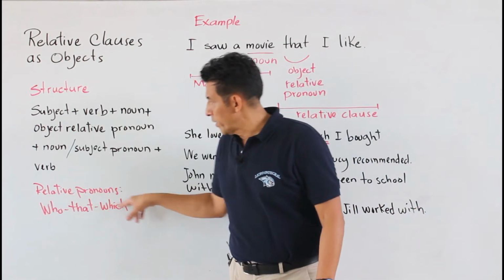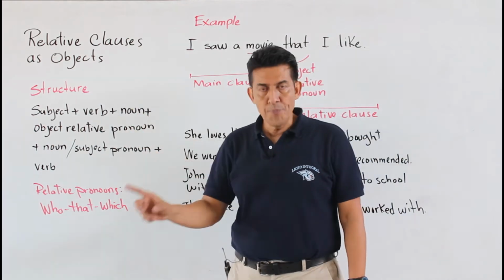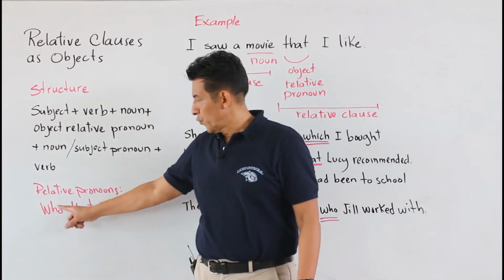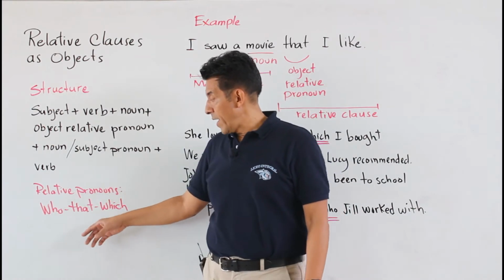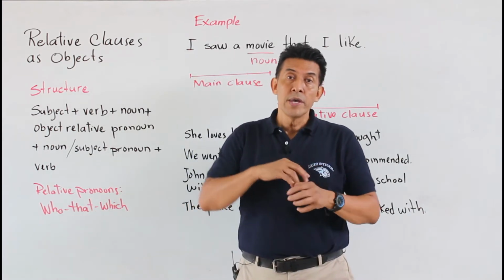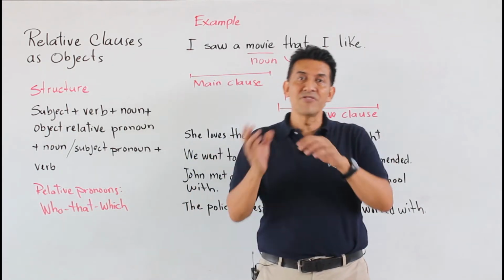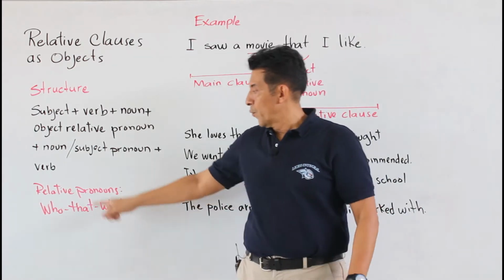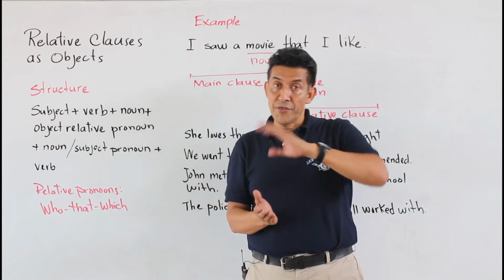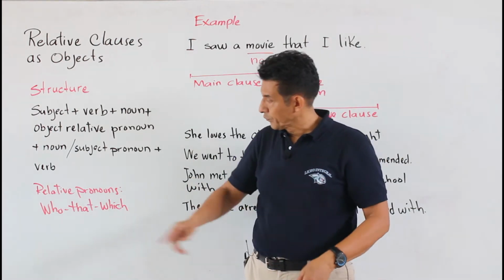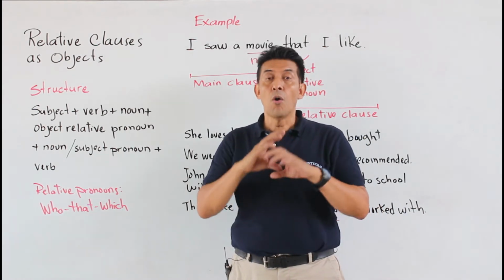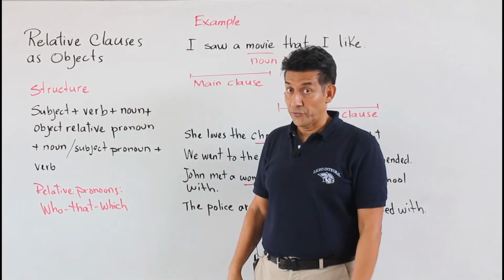The relative pronouns, or object relative pronouns, are three. We use who, that, and which. We use who when we are defining or classifying people. We use that when we are classifying things or people. We use which only when we are classifying or modifying things.